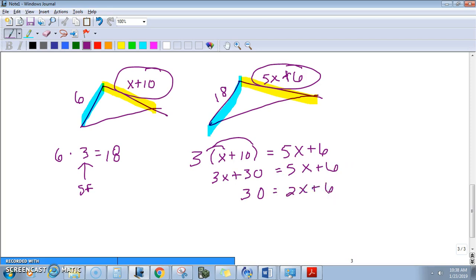And then I'm going to have 30 equals 2x plus 6. So what was the rule I did there? I subtracted 3x from both sides. And then I'm going to have 24 equals 2x. So what did I do there? I subtracted 6 from both sides. And then I know that x is equal to 12 because I divided both sides by 2. 2 times 12 is 24.